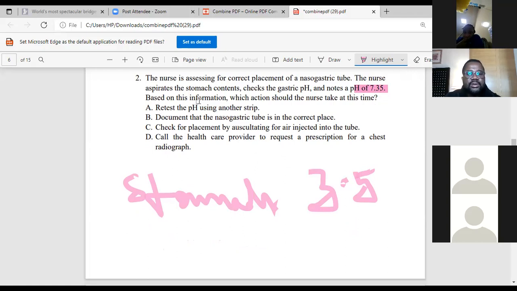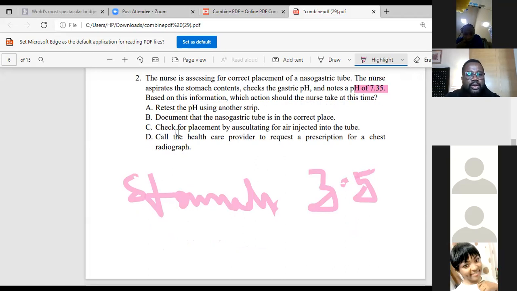They say, based on this information, which action should a nurse take at this time? Retest the pH using another strip. Document that the nasogastric tube is in the correct placement. Really? Is it in the correct placement? No. Check for placement by auscultating for air injected into the tube. Call the healthcare provider to request a prescription for a chest radiography. Yes. The answer is you have to inform the healthcare provider.